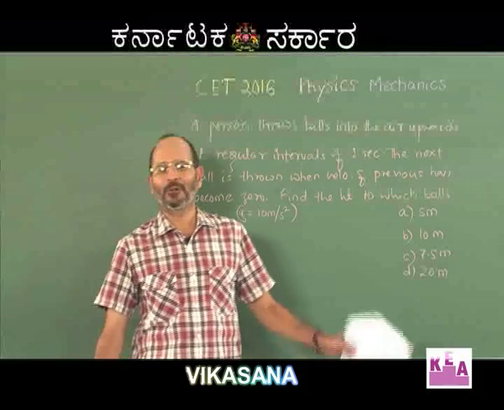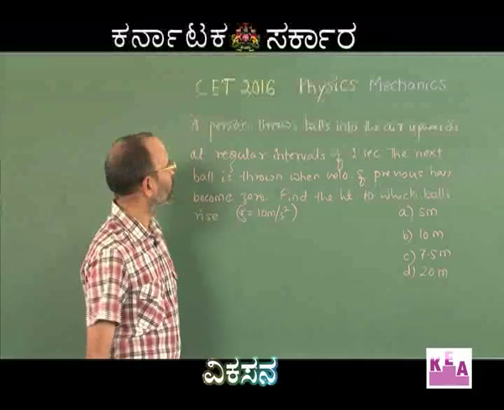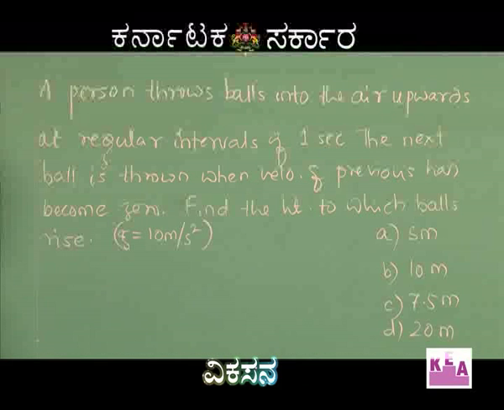So, here we have one more question. Let me read it for you. A person throws balls into the air upwards at regular intervals of 1 second. The next ball is always thrown when the velocity of the previous has become 0. Find the height to which the balls rise.